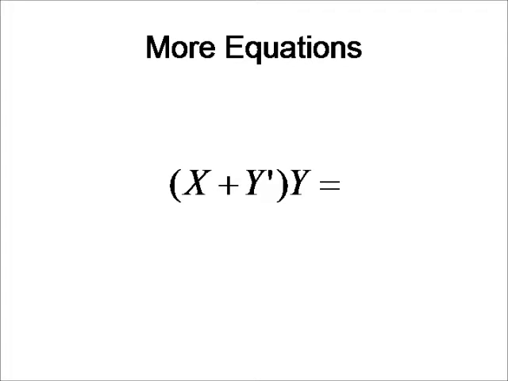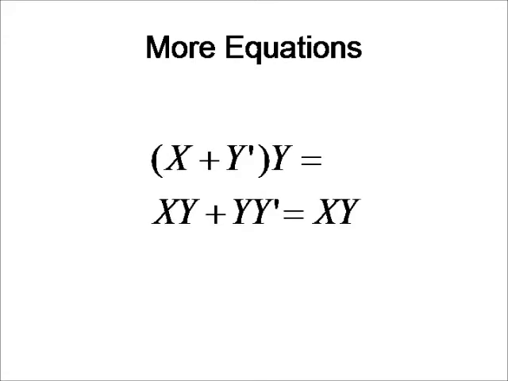Well, let's just go ahead and multiply y into our equation inside, just like we do with the distributive property. And what we have is xy plus y y naught. Well, we know that y ANDed with y naught is a contradiction, so that becomes 0. And what is xy plus 0? Well, anything plus 0 is equal to itself. So the answer is xy.